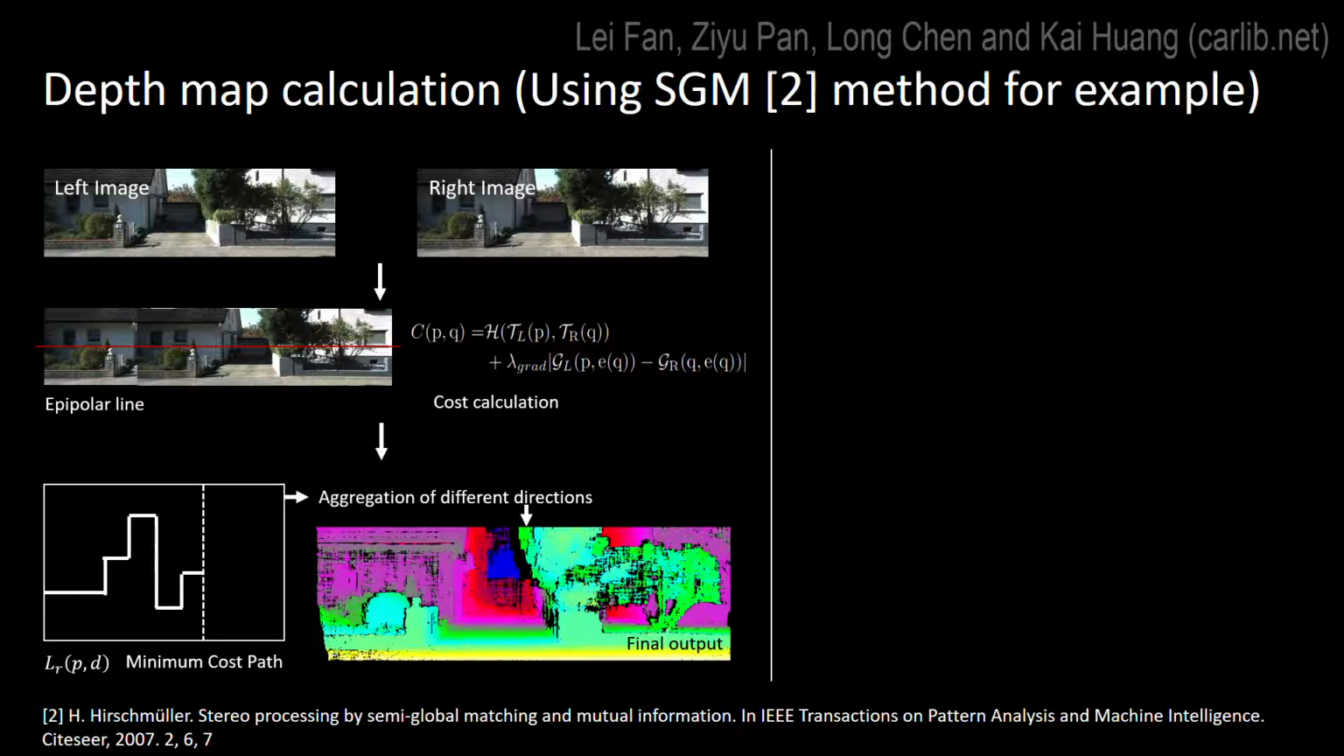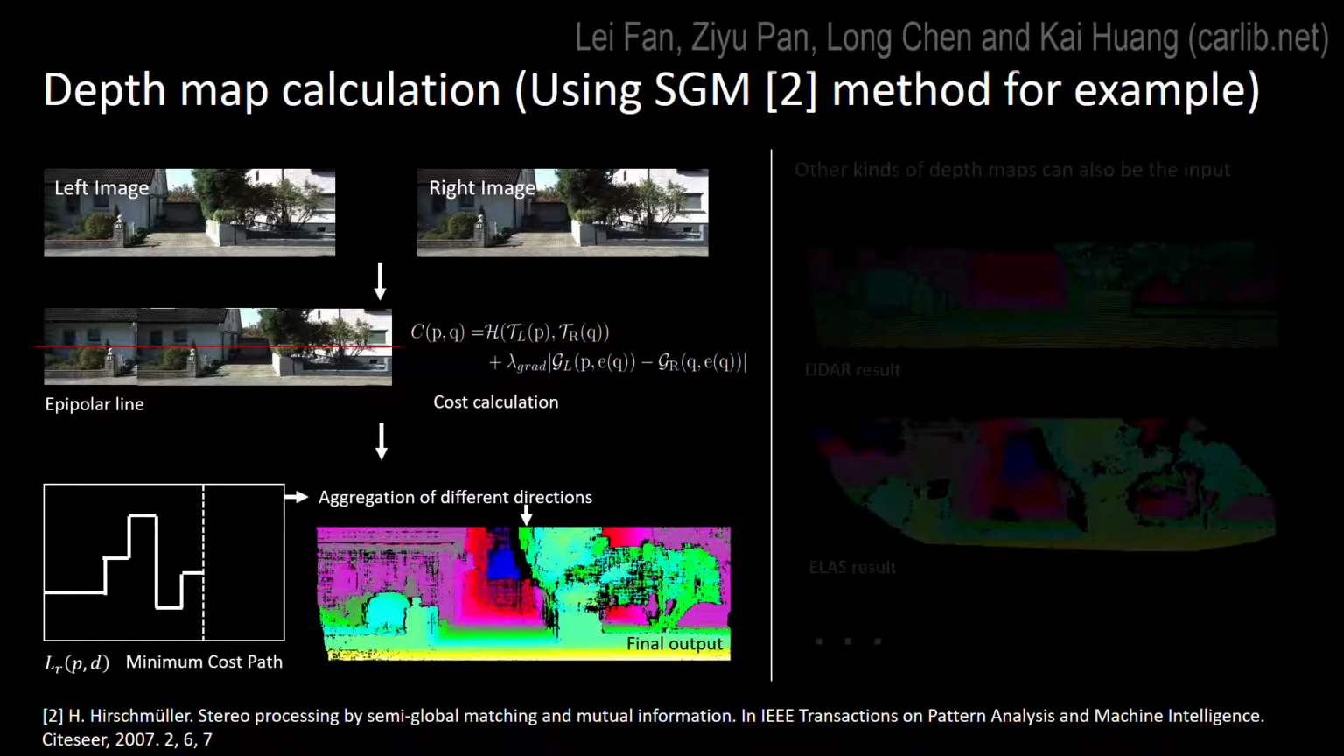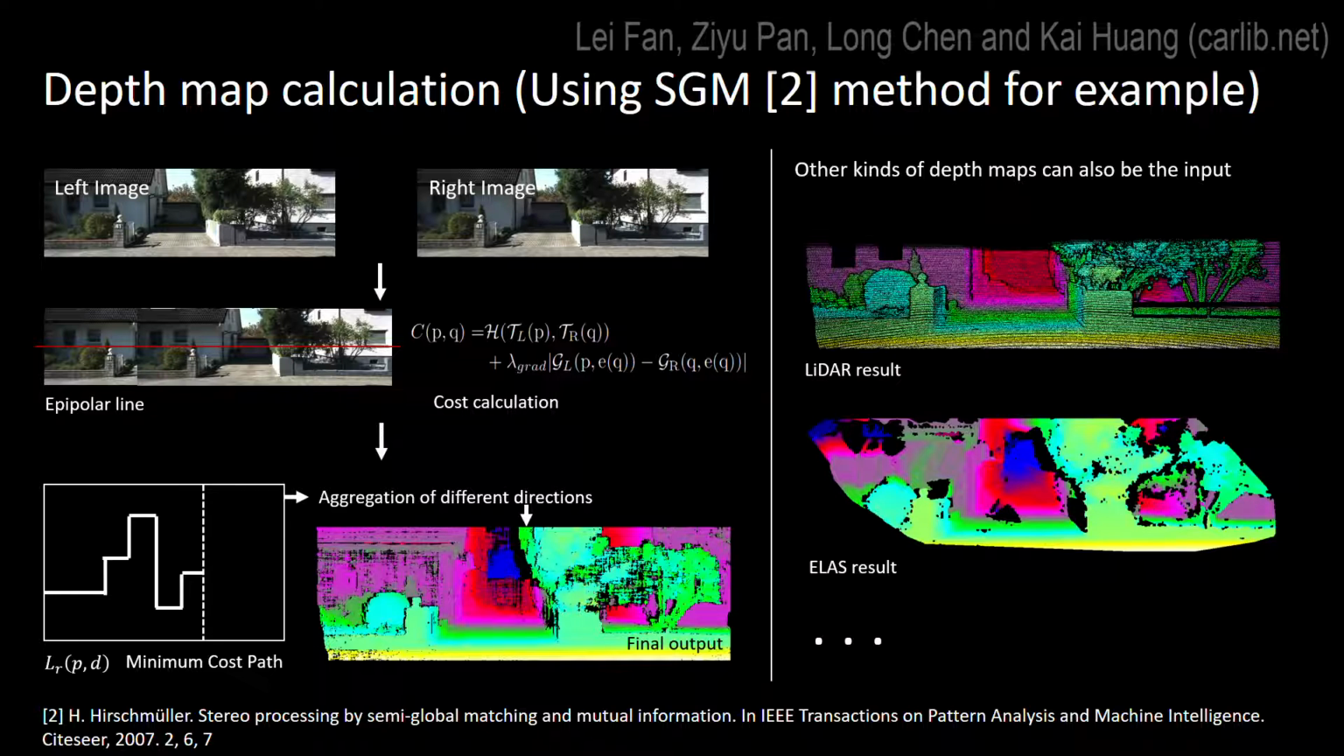With a calibrated stereo pair, the semi-global matching method we use here measures the cost between patches by combining Hamming distances on sensor transformation and gradients. The SGM method finds the minimum path on the cost map with penalties encouraging continuities. Then, by the aggregation of different directions, we obtain the initial depth map. Other depth maps, including the LiDAR ground truth and results from different stereo matching algorithms, can also be the input of our method.